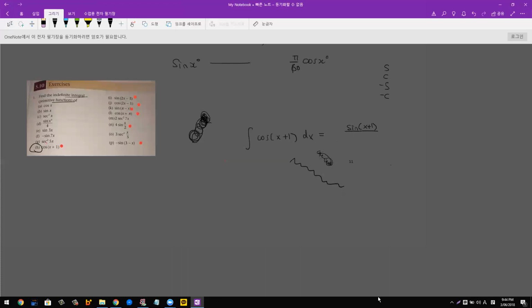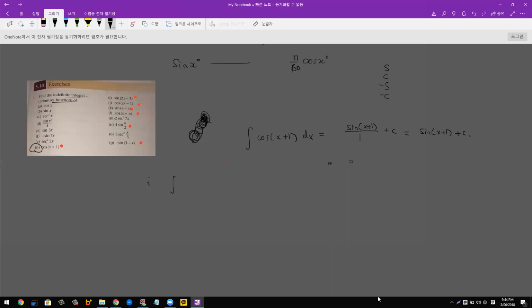Oh, so this is integration. Yeah, so you have to do that instead of multiplying. That's 1 right there, and then plus c. So this one is sine of x plus 1, that's it, plus c. Okay? Mm-hmm. So this one here, you just have to do this, or integration of.